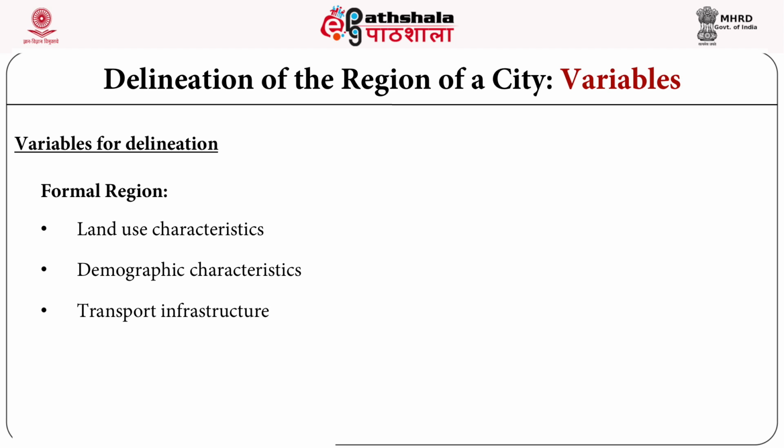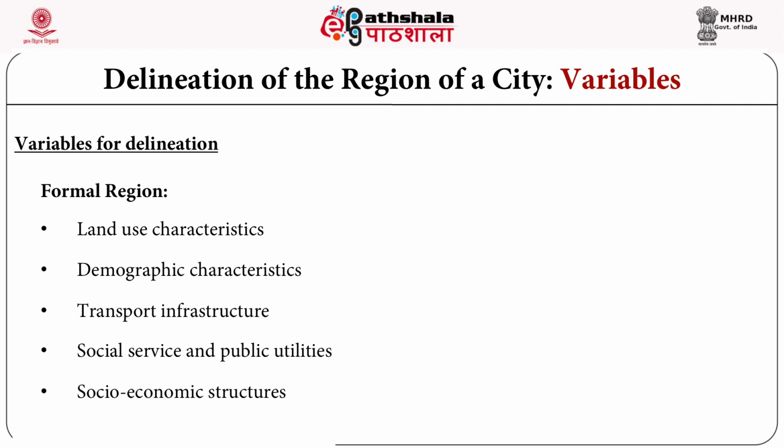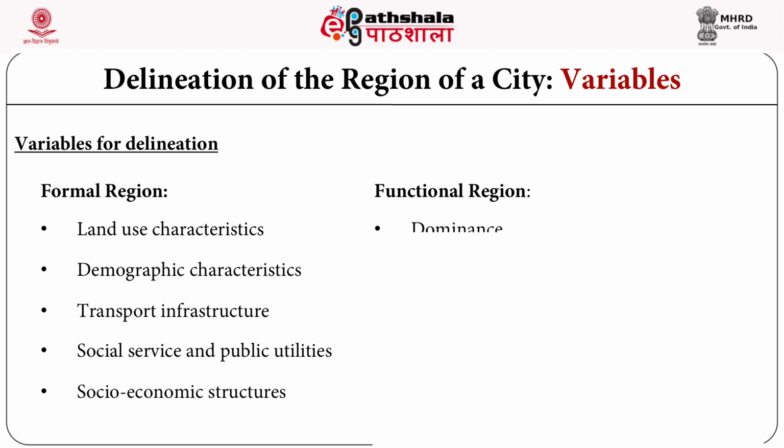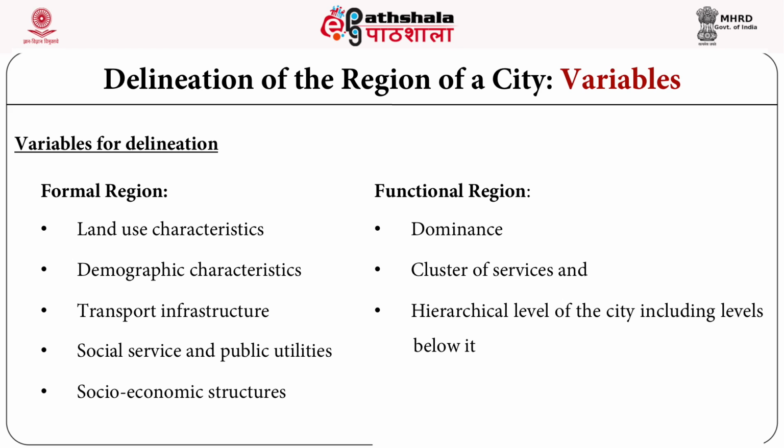We find that for a formal region we have land use characteristics, demographic characteristics, transport infrastructure, social service, public utilities. For the functional region, dominance is one of the aspects, cluster of services, hierarchical level of the city. So these are, I would say, the criteria or the variables for delineation. Next we go into the flows of people.